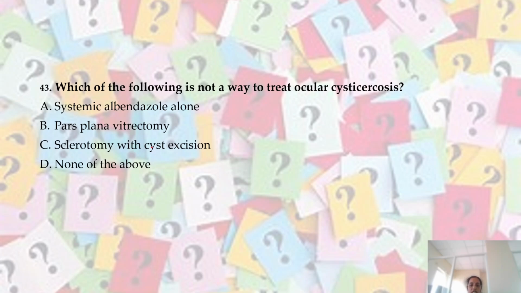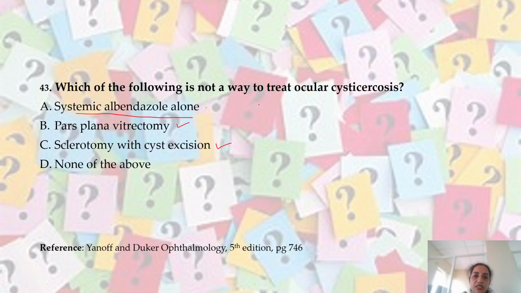Which of the following is not a way to treat ocular cysticercosis? Systemic albendazole alone, pars plana vitrectomy, sclerotomy with cyst excision, none of the above. So what you should understand is when you give systemic albendazole, the worm dies, and when the worm dies, the inflammatory reaction is more severe and difficult to control. Any inflammation in the eye, especially in the vitreous, is very difficult to control and you might end up with a phthisical eye. So to prevent that, you perform pars plana vitrectomy along with cyst excision and then you start systemic albendazole. So giving albendazole alone is deleterious to the eye and you might lose the eye.